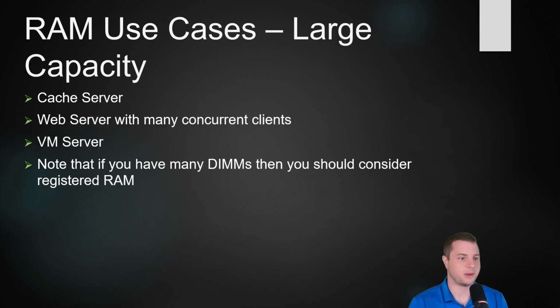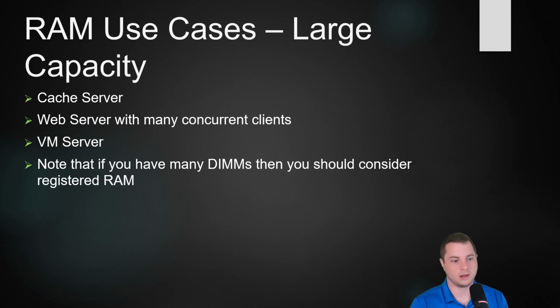Okay. Use cases, large capacity. This just comes down to how many people are using it and what you are using it for. Again, a cache server, that's lots of RAM. Web server with a lot of concurrent clients. If you're Amazon, yeah, a lot of people. VM server: if you're running operating systems on that server, then you're going to need a lot of RAM.